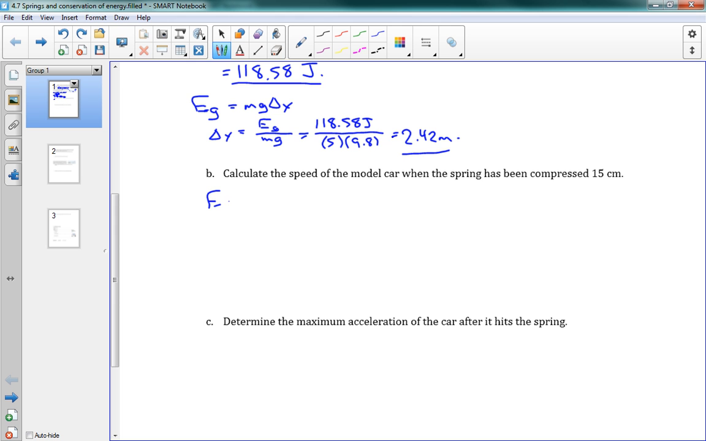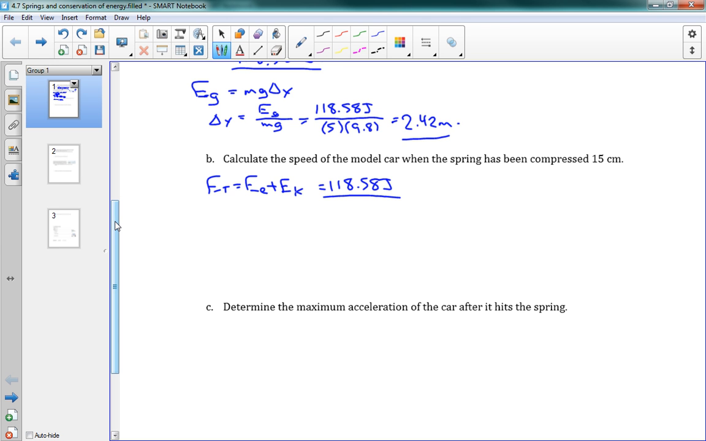So we can say our total energy is equal to Ee plus Ek. Okay, and we also know that it's equal to, in total, 118.58 joules. Remember, that's the total amount of energy we have to work with. That's how much we started with. So let's see. Ek, our kinetic energy, is going to equal Et minus Ee, which is here our total energy again, minus elastic, which is 1/2 k delta x squared.